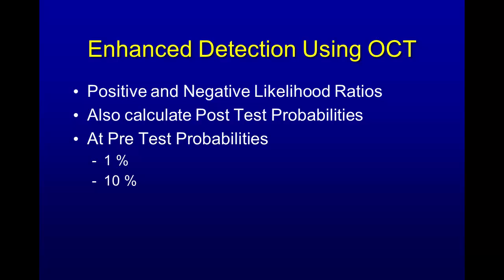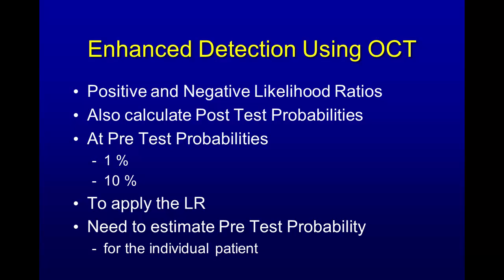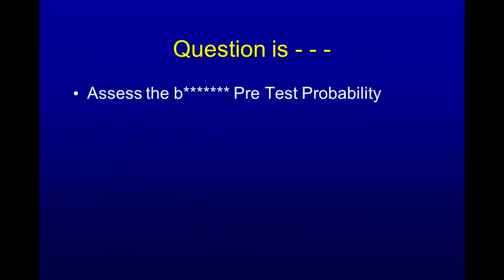But not all our patients are 1% or 10%. They can be different. And we have to estimate that and then use it. We should be able to estimate it for our own patients. The question is, how do you assess this blessed pre-test probability?